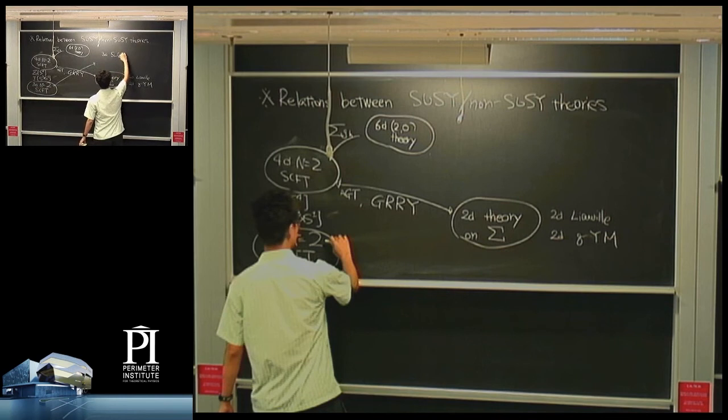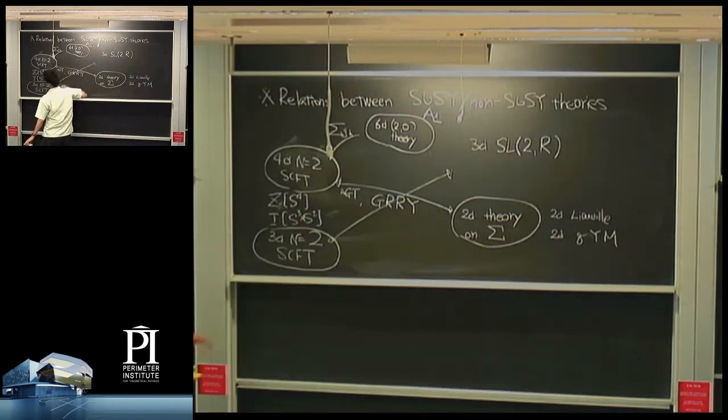SL(2,R) and SL(2,C). But for the purpose of my talk, let's specialize to a particular gauge group. So let's take this to be A1 gauge theory. When you dimensionally reduce, we're going to have SU(2) gauge theory. And then that corresponds to SL(2,R) Chern-Simons theory.